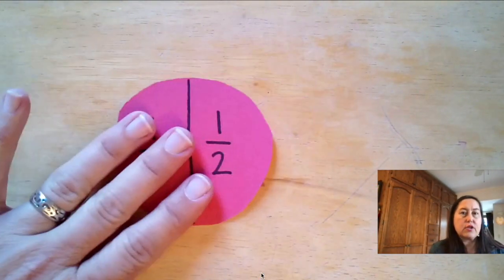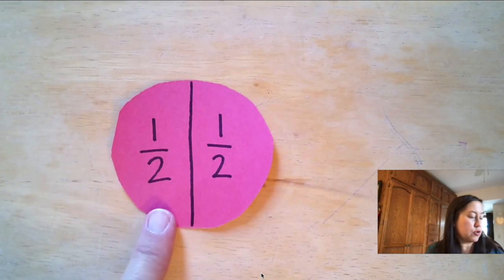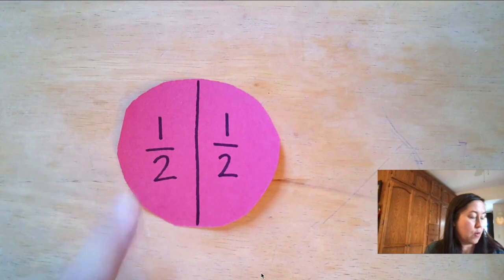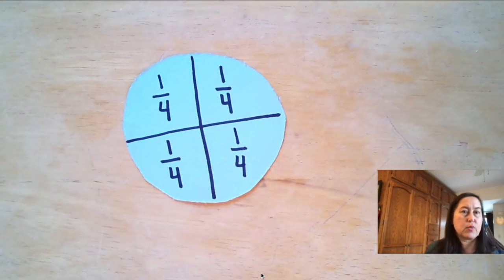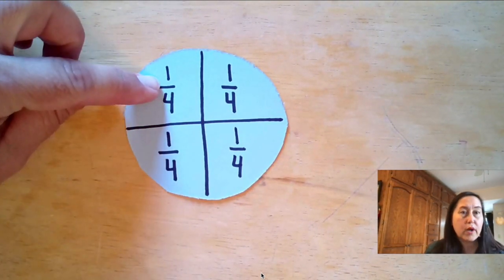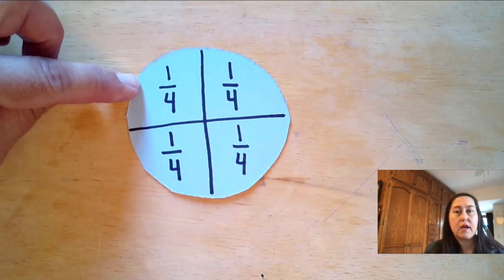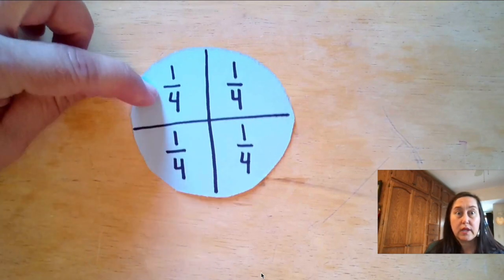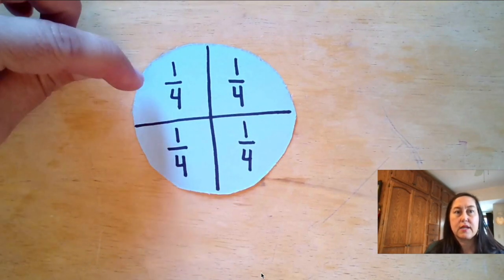You see this circle? I've got it broken into two parts. They're equal parts, part of one whole. 1/2, 1/2. Here's another example. Here's one whole, broken into equal parts, 4 equal parts. We call these fourths. 1/4 is one part of the whole that is divided equally into fourths, or 4 equal parts.